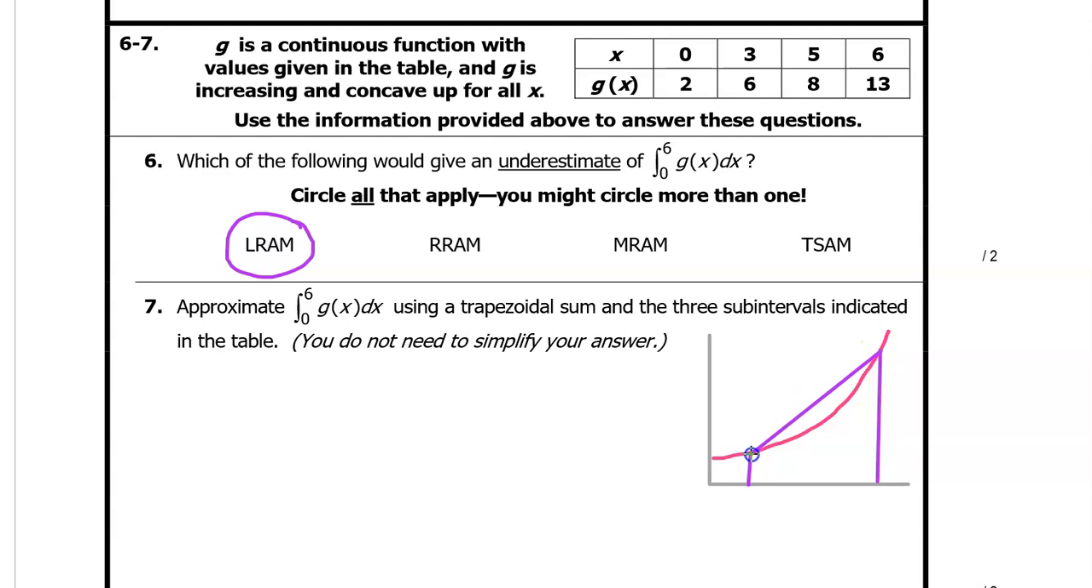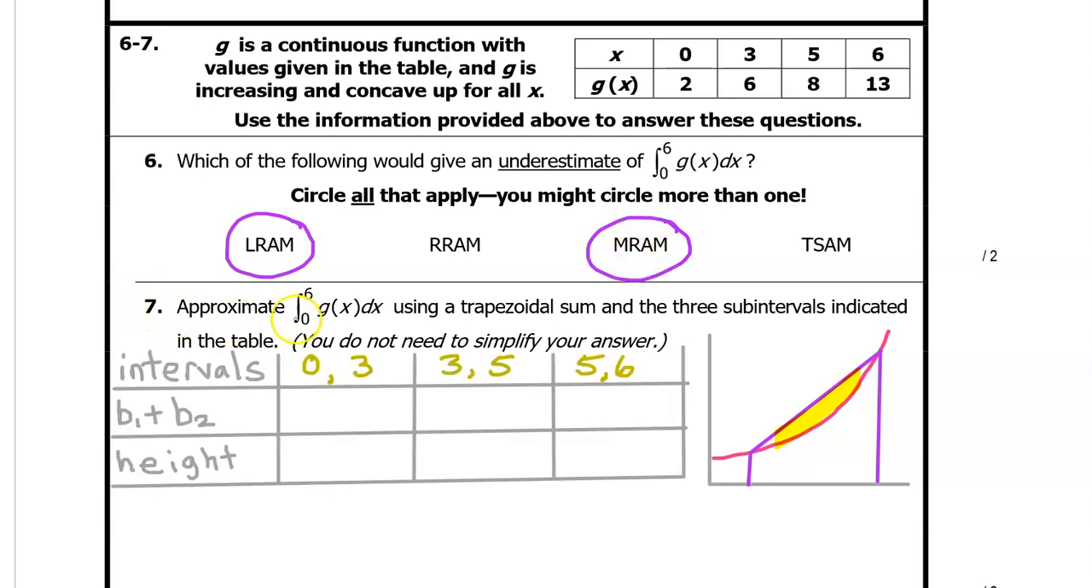Okay, so here's my trapezoid. You can easily see that this is an overestimate because the trapezoid area includes this extra area that is above the curve. So if TSAM is an overestimate, which we will not circle, that means that MRAM is the opposite and will be an underestimate. So we will circle MRAM.